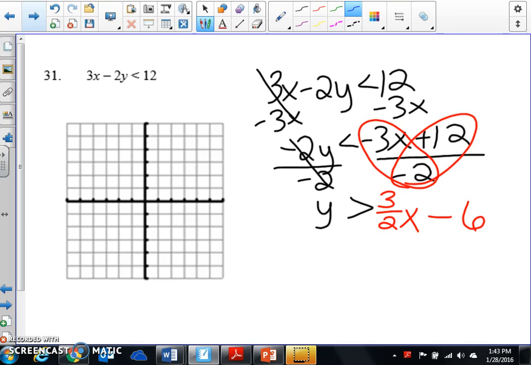Now we can go ahead and graph. My y-intercept is negative 6, so 1, 2, 3, 4, 5, 6. My slope is 3 halves, so I rise 3, 1, 2, 3, over 2. I need 3 points, so I'm going to rise another 3, go over 2. The inequality does not have that equal sign under there, so it needs to be dashed.